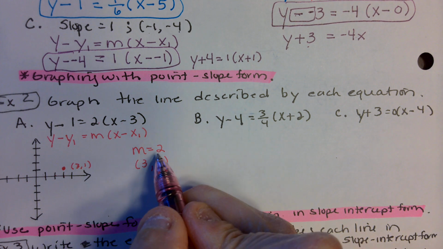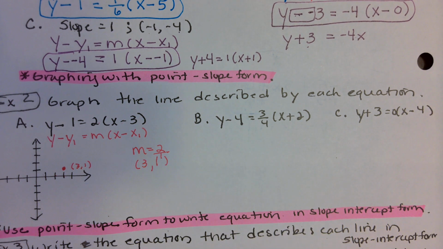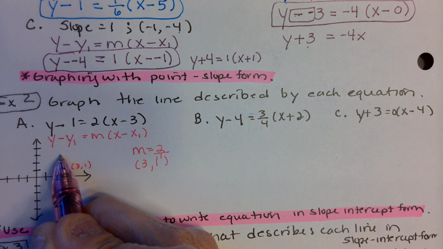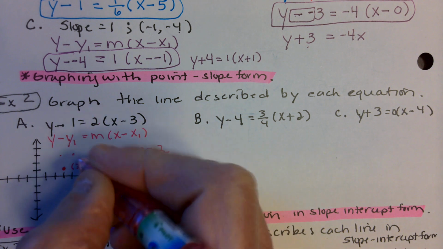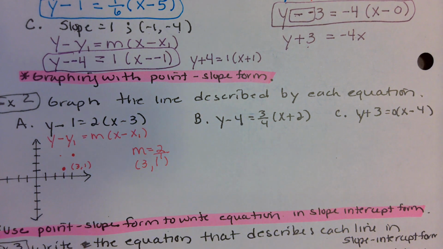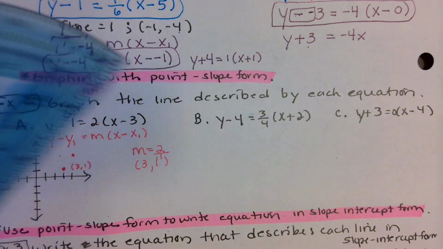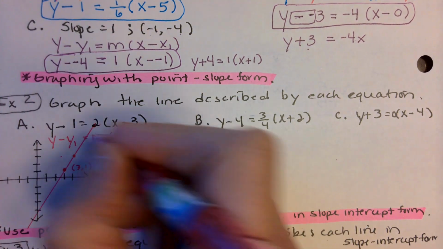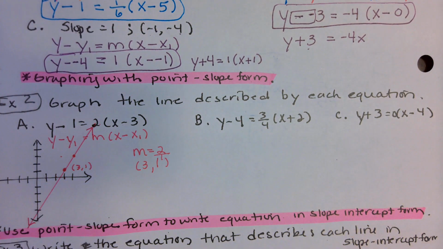Slope is rise over run, so 2 over 1. We're going to start here. We're going to rise 2, 1, 2, and we're going to run 1. And you're going to take those handy dandy straight edges out and connect them. And voila. Beautiful. Okay.